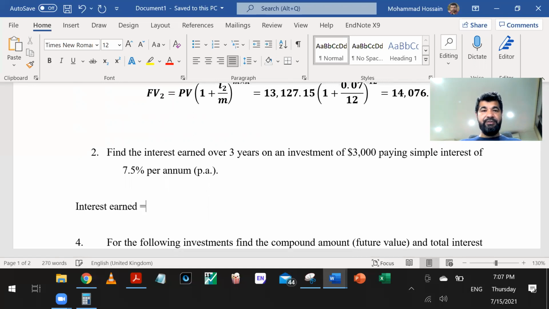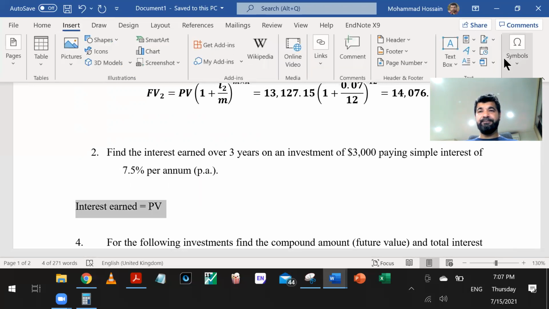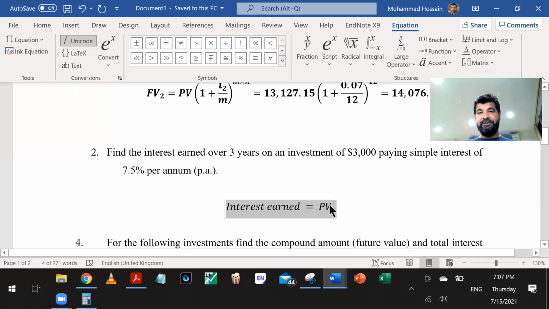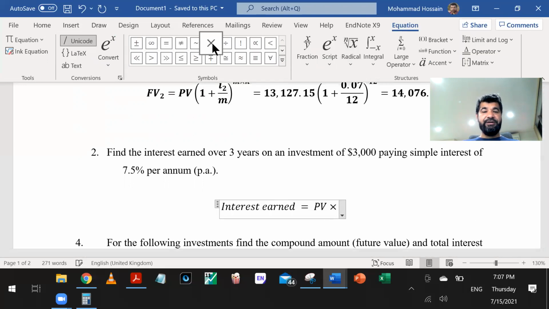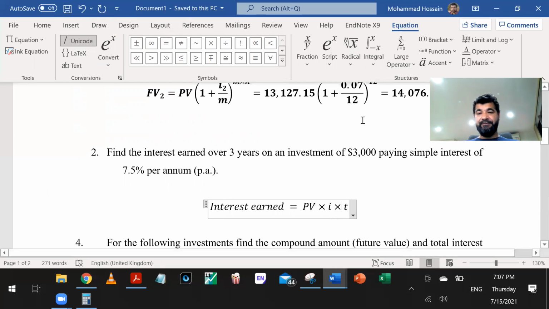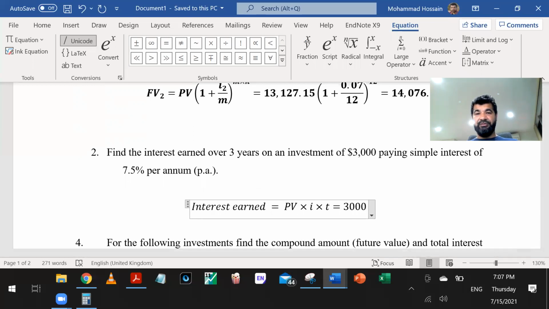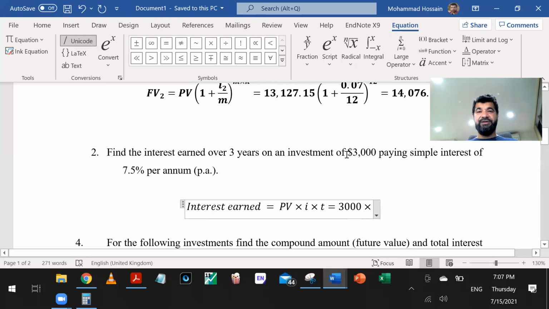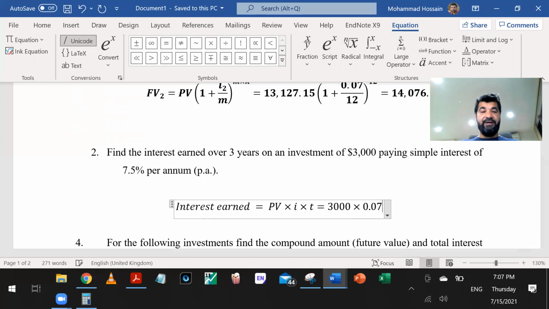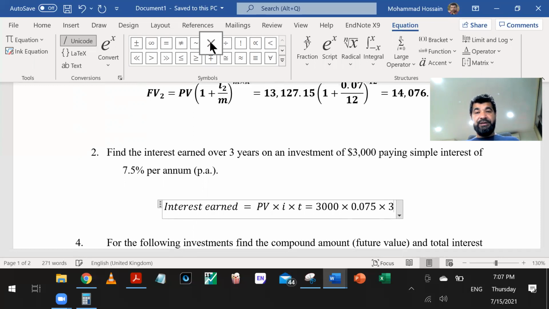Interest will be equal to present value, let's put it in a formula, present value multiplied by I multiplied by T. Present value is how much? 3,000 multiplied by interest rate 7.5%, 0.075, multiplied by 3 years, which is equal to, the answer should be 675. So done.